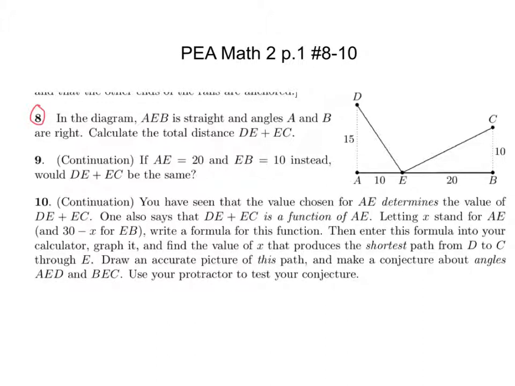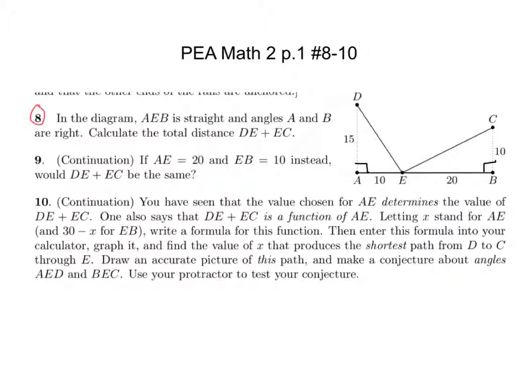Number 8 here from page 1, it says, in the diagram, AEB is straight and angles A and B are right. So we can draw that in the picture if we choose to. I always do. Makes it look better. Okay, calculate the total distance from DE plus EC. So we do so here.